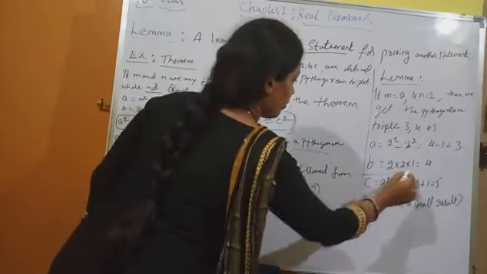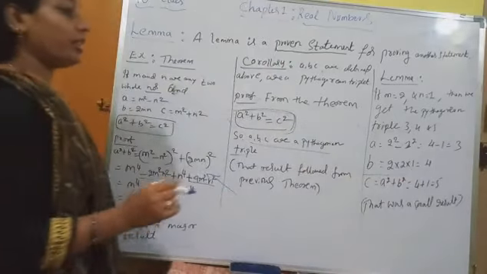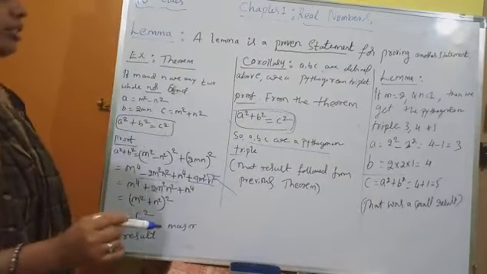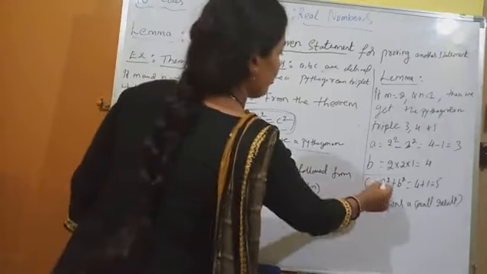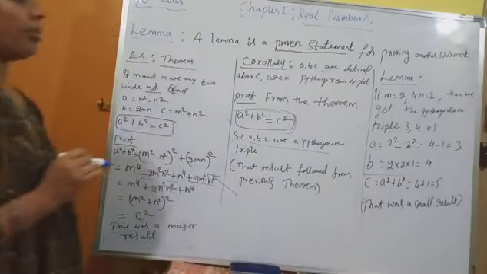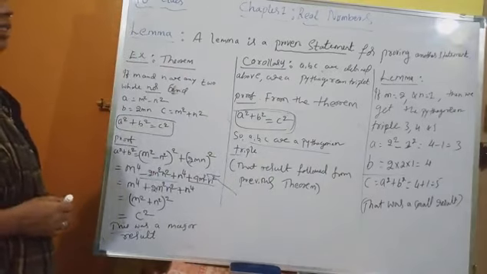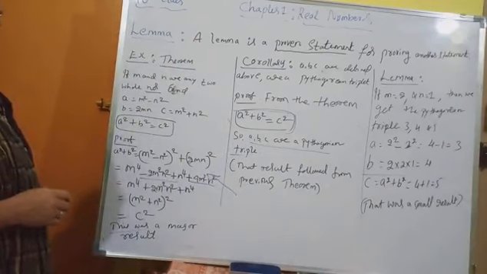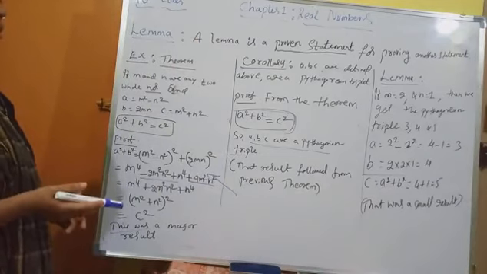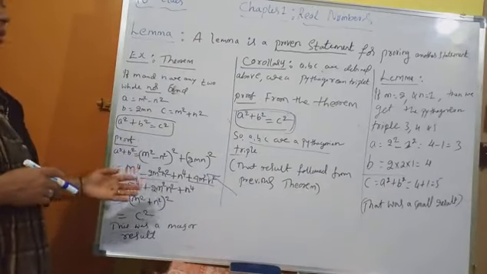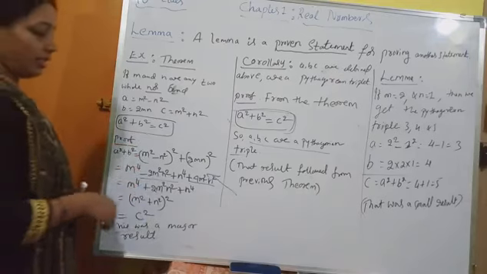According to Pythagorean triplet, if you substitute, c square is equal to a square plus b square. Then a square value 4 and b square value 1. Then you'll get the answer 5. 4 plus 1 is equal to 5. So that is known as an already proven statement. Again we are proving another statement.